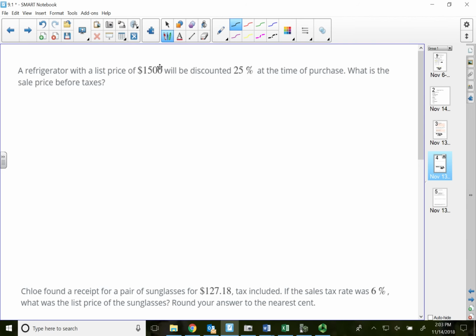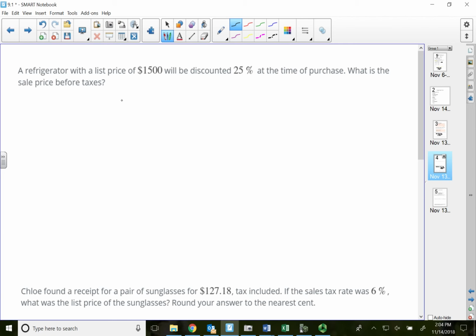I'm going to show y'all 2 different ways to do this, okay? So the following problem I'm going to do will make a little bit of sense. A refrigerator with a list price of $1,500 will be discounted 25% at the time of purchase. Okay, so right now this refrigerator is $1,500. The moment I go pay for this refrigerator, they're gonna give me 25% off. So the question asks, what is the sale price before the taxes? What's the sale price before the tax?